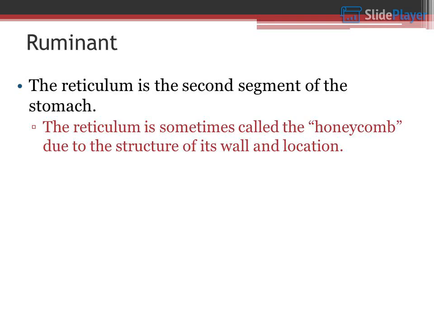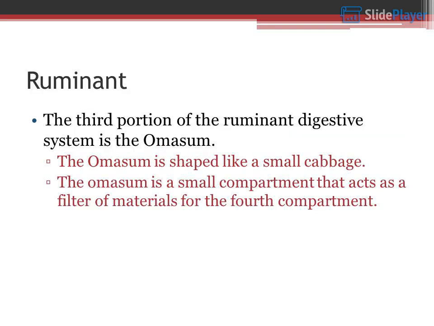The reticulum is the second segment of the stomach. The reticulum is sometimes called the honeycomb due to the structure of its wall and location. The third portion of the ruminant digestive system is the omasum. The omasum is shaped like a small cabbage. The omasum is a small compartment that acts as a filter of materials for the fourth compartment.